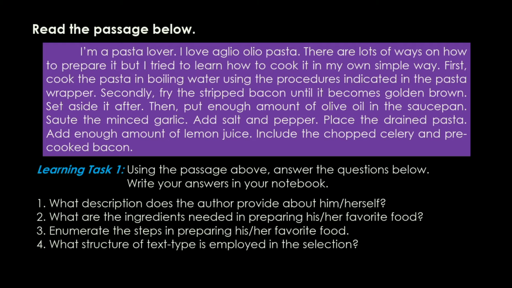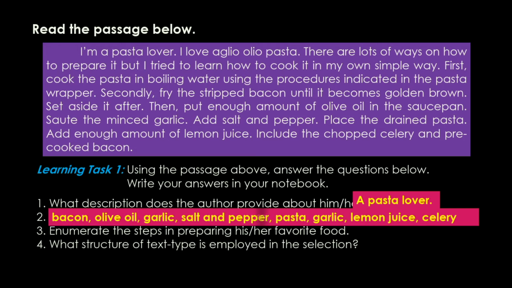Okay, it's time for us to answer the questions. Number 1: what description does the author provide about him or herself? According to the passage, the author is a pasta lover. That's right. Number 2: what are the ingredients needed in preparing his favorite food? We have bacon, olive oil, garlic, salt and pepper, of course the pasta, lemon juice, and celery.